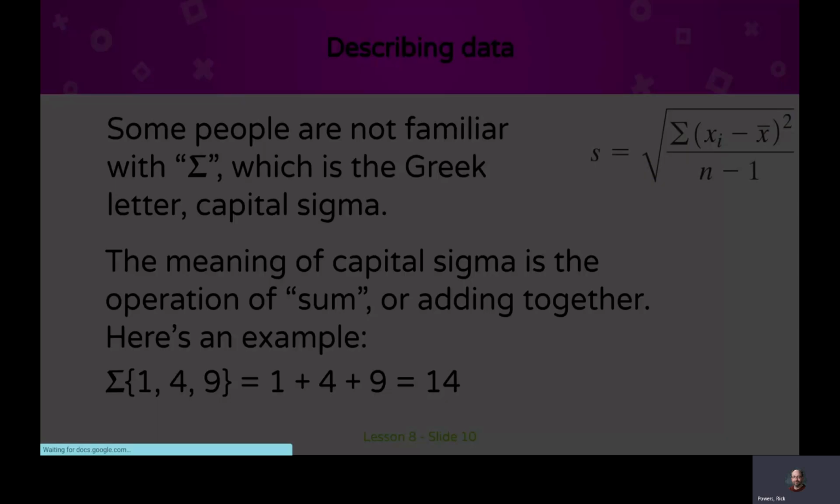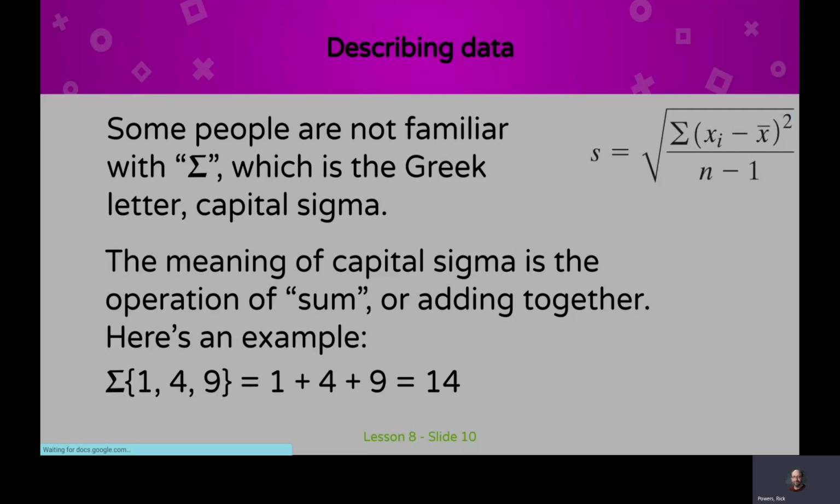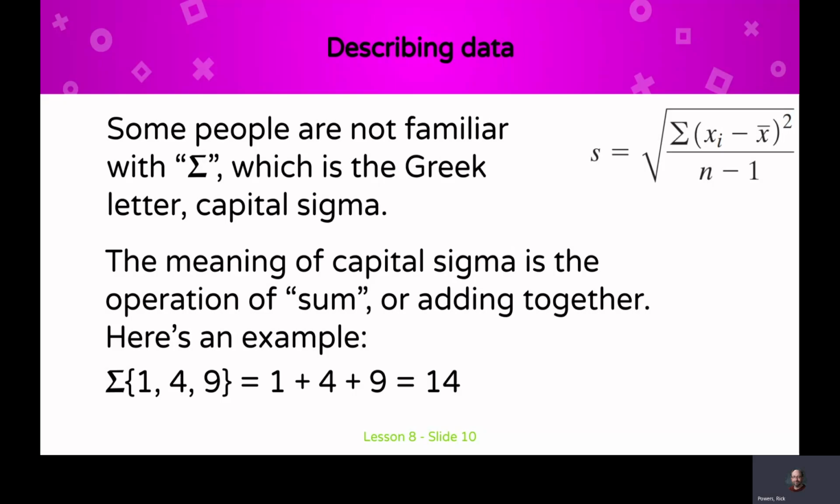Some people are not familiar with capital sigma, the Greek letter. The meaning of capital sigma is the operation of sum or adding together. An example, the sum of 1, 4, and 9 would be 1 plus 4 plus 9, which is 14.